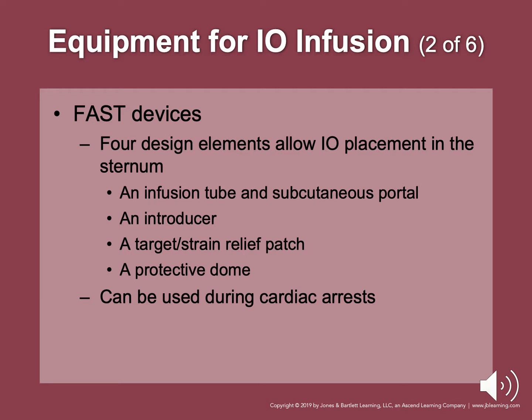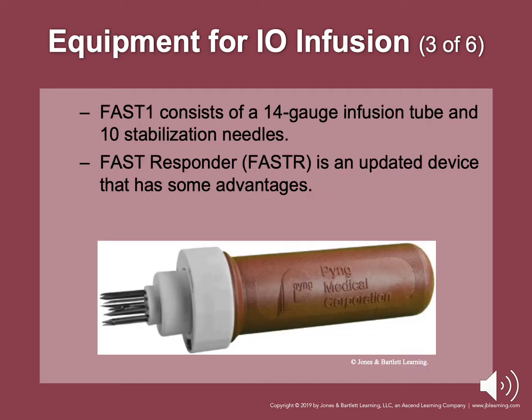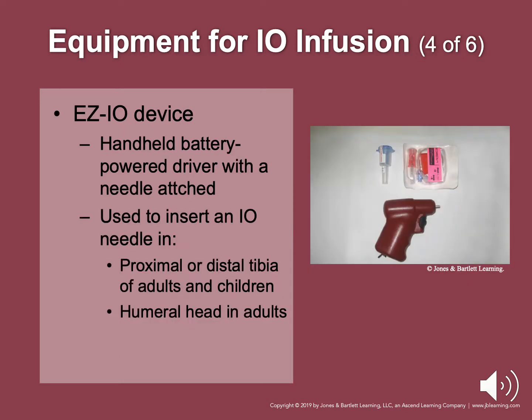One of the more commonly used ones is the EZ-IO device. It's a handheld battery-powered driver with a needle attached. Sites include the proximal and distal tibia of adults and children, and the humeral head in adults. There are different size needles available for the patient. Ensure that at least one hash mark, 5 millimeters, can be seen after insertion.